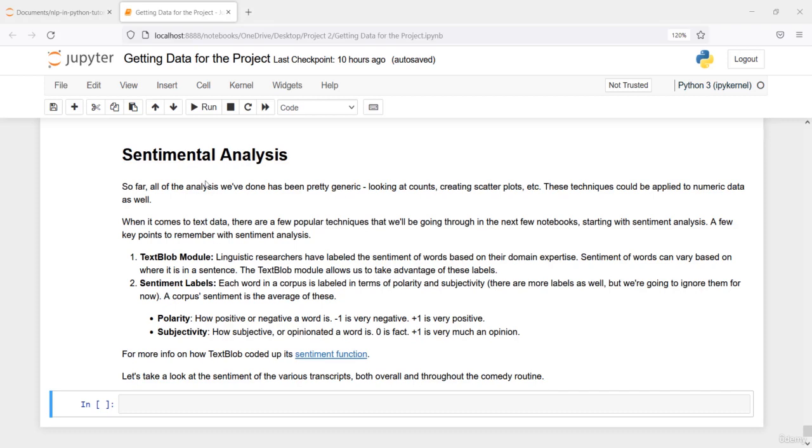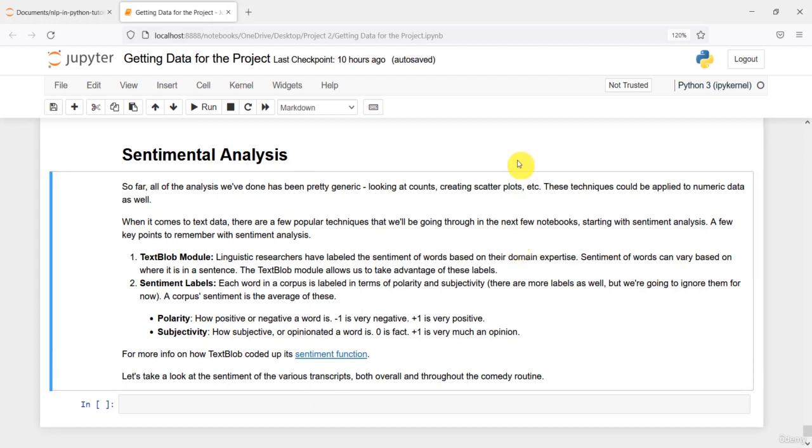So far, all the analysis we have done is pretty generic. We looked for the counts of the words, we rendered the word cloud, we created a scatter plot, and we checked the amount of profanity spoken by each of the comedians. That was a pretty generic approach to the analysis. Now we are going to talk about a technique that can be applied to numeric data also.